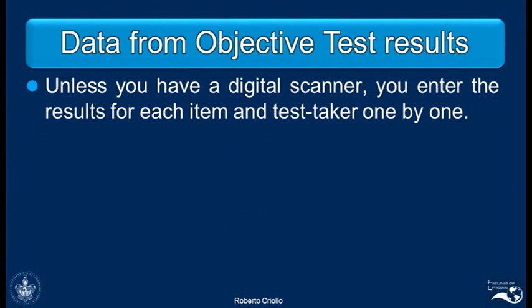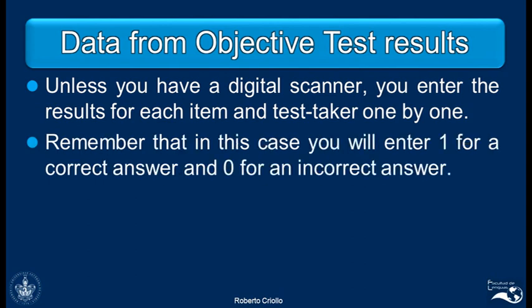Let us now see how we can analyze data and calculate descriptive statistics from objective test results. First of all, we need to enter the data, and in this case, unless you have a digital scanner, you have to do it by hand one by one. So you're going to enter the results on the spreadsheet for every test taker and for every item on your test. You have to remember that in this case, because we're analyzing objective tests, you will enter 1 for a correct answer and 0 for an incorrect answer.